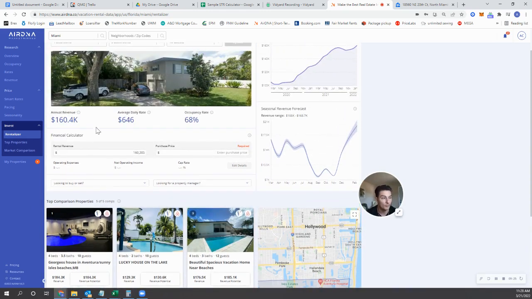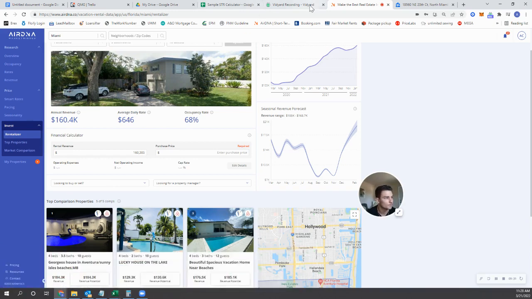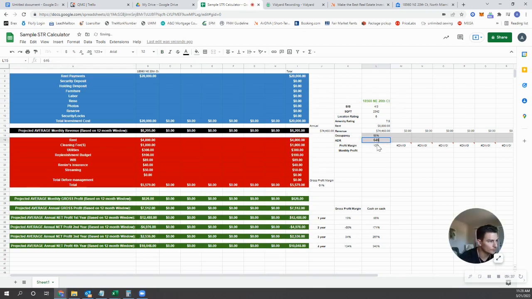So for base numbers, 646, 68% occupancy, we're going to punch that in right away on the base numbers. 646, 60% occupancy. We're going to punch that in.